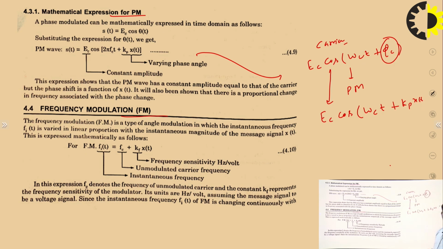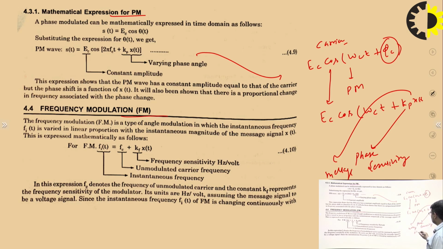where Kp is the phase sensitivity, and x(t) is the message signal. So basically we are changing the phase of the carrier signal according to the message signal. This may be written as the equation for phase modulation. In this case we have the carrier signal where the phase of the carrier is changed according to the message signal x(t).